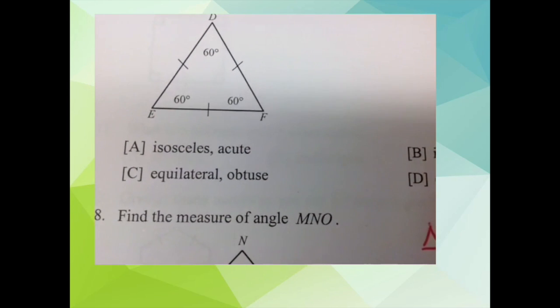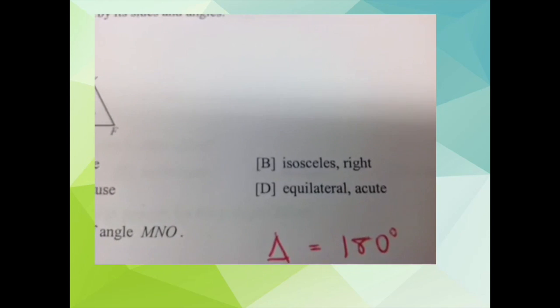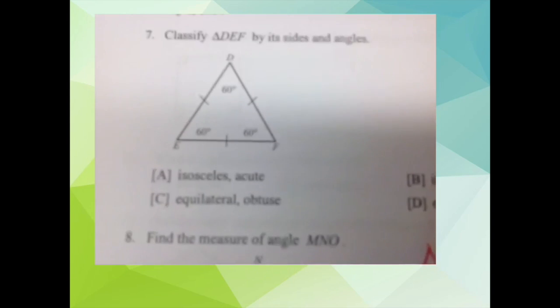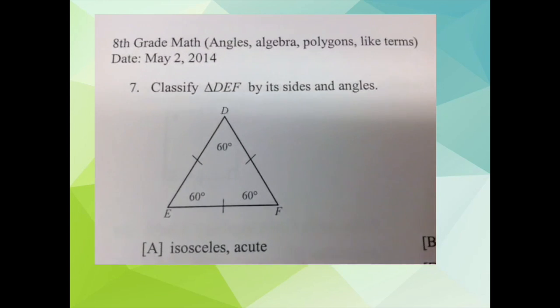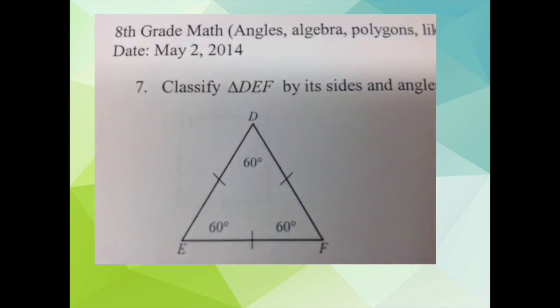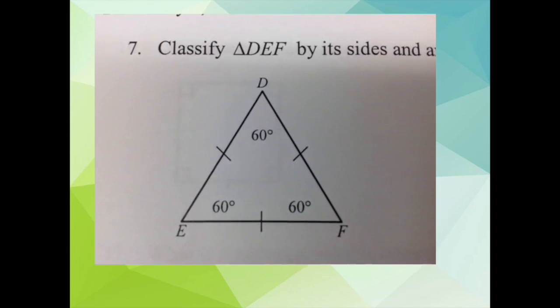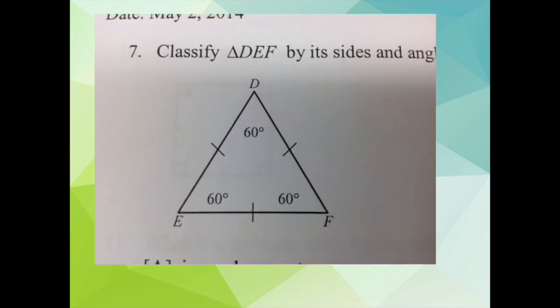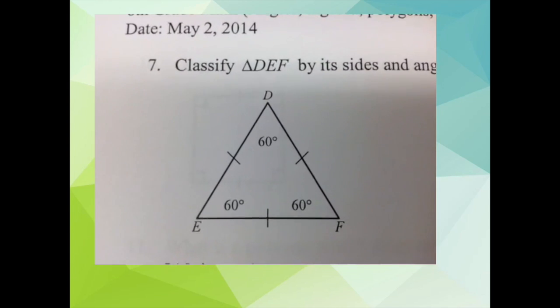So that gets rid of C, well, it gets rid of C because it's obtuse. But what is equilateral? Equilateral means that the sides are the same length. You can see that there's little hashed or cross marks in the sides, and that tells you that each side is exactly the same length.